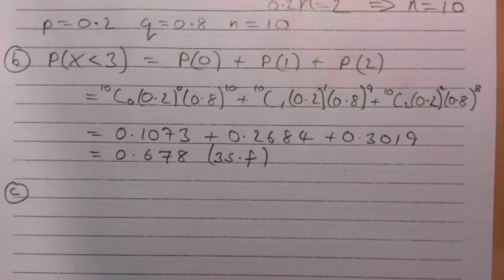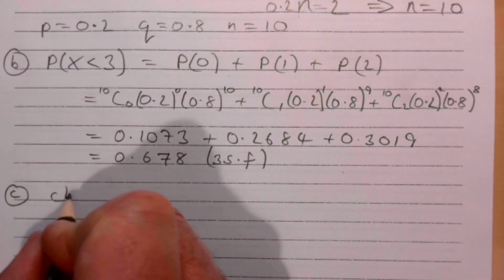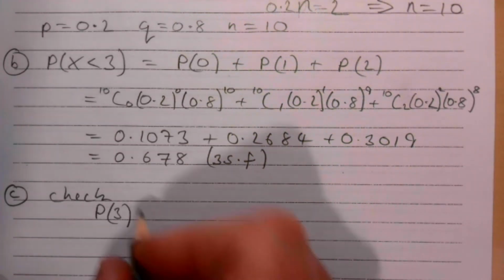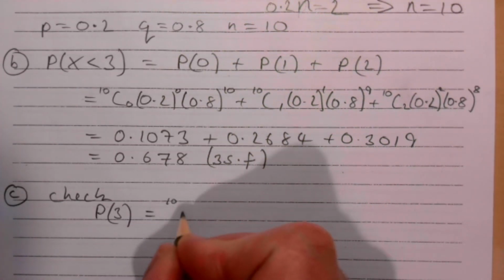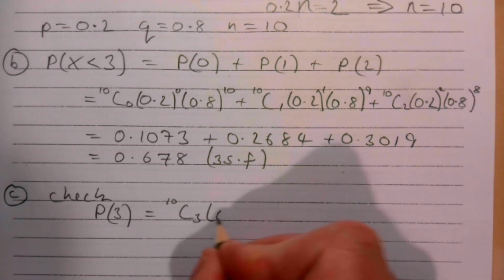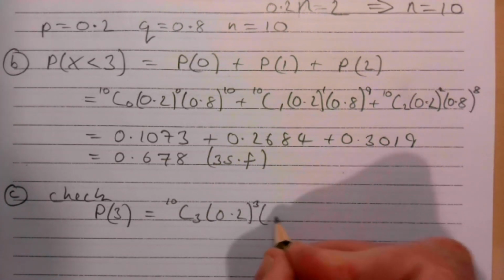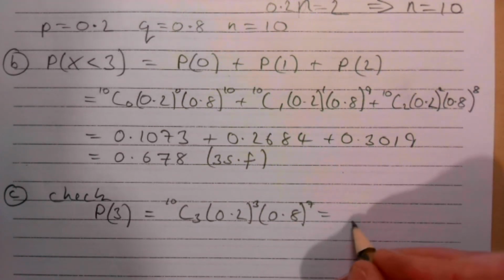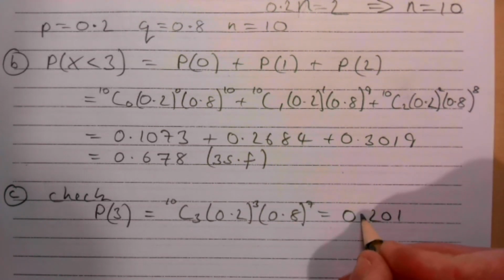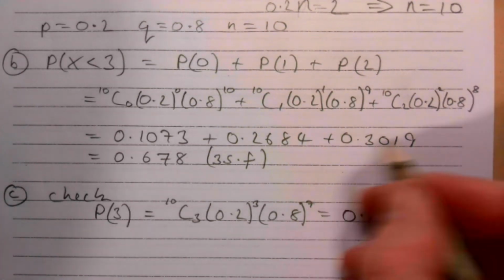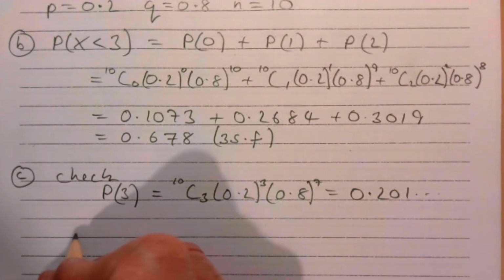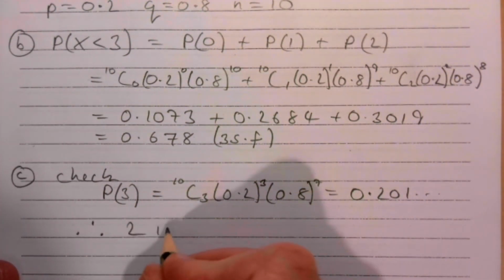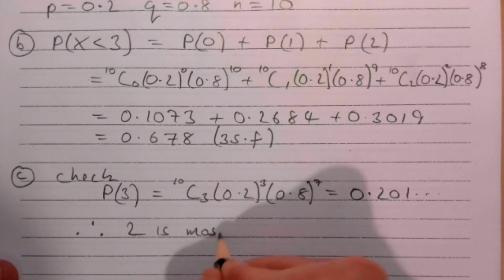So check the probability of 3, that's of course going to be 10c3, 0.2 cubed, 0.8 to the power 7. You put that in your calculator and you get 0.201. So as we suspected, that's going back down again. That's all we need to know. Therefore, 2 is most likely.